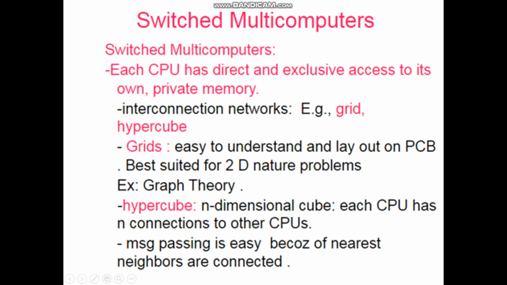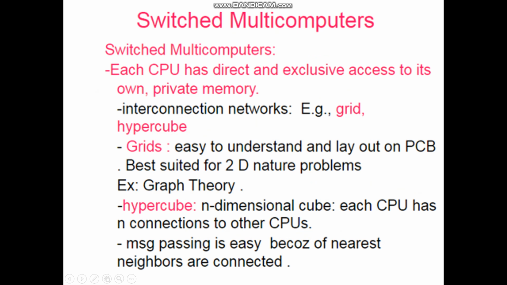The switched multicomputer has direct and exclusive access to its own private memory. The switched multicomputers are classified into two types. One is grid network, another one is hypercube. The grid network is easy to design, which is nothing but the PCB layout. This is suitable for 2D nature problems. The example for grid network is graph theory.